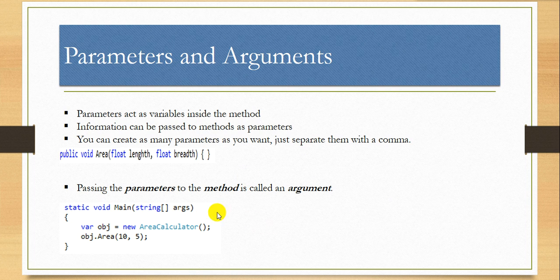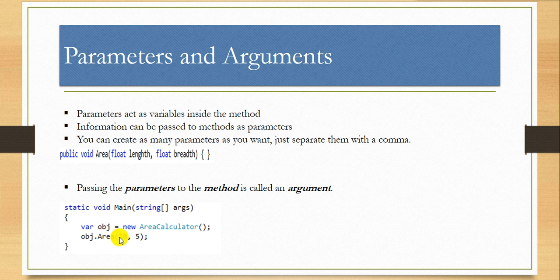So this is the main method, and here I've created an object of the class that's called area calculator, and object name dot area, and this is to calculate the area of a rectangle. So this is the length and this is the breadth.